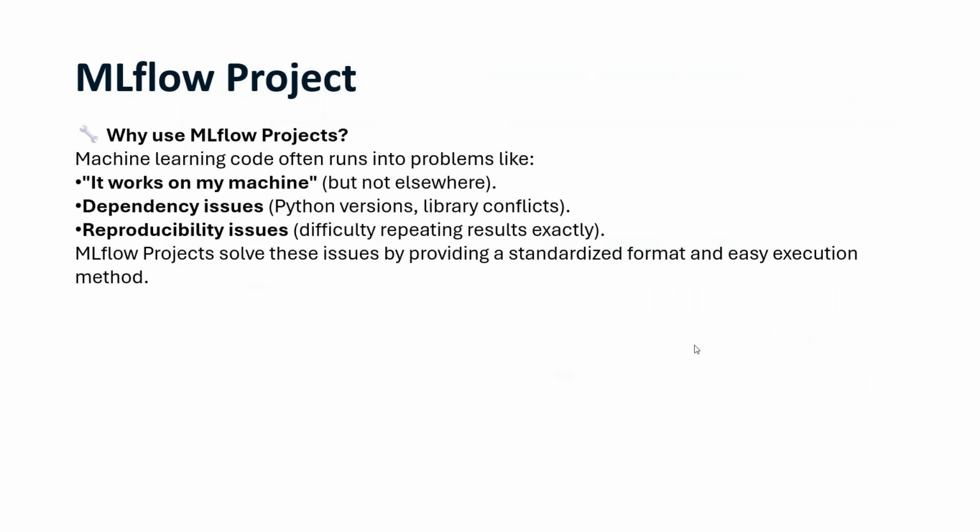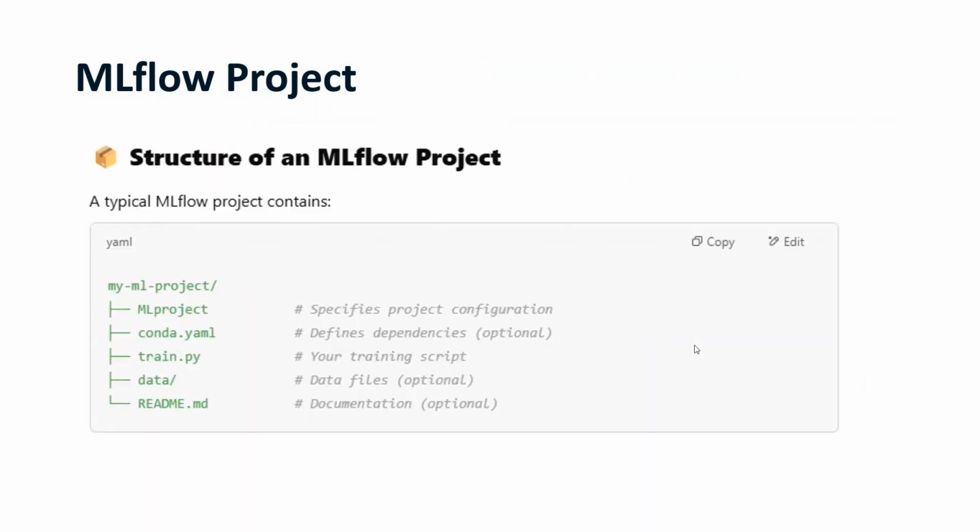Why use MLflow projects? Machine learning code often runs into the problem of it works on my machine but not elsewhere. You have dependency issues, reproducibility issues, and so on. MLflow projects solve these issues by providing a standardized format and an easy execution method. When you look at any MLflow project, you will see something like this, as I was showing you in the UI earlier: the spec file, conda file, Python code, some dataset if you have used one, and some README documents. Typically, this whole project is what we commit to GitHub also.